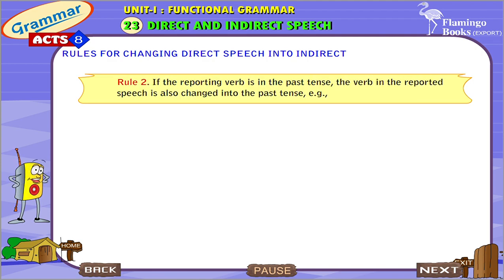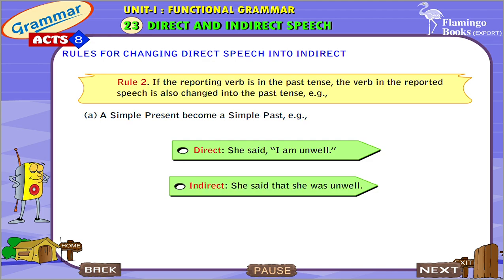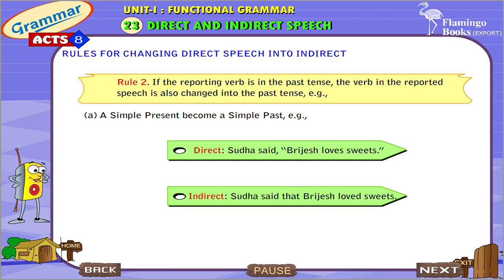Rule 2. If the reporting verb is in the past tense, the verb in the reported speech is also changed into the past tense. Example: simple present becomes simple past. Example: direct: She said, "I am unwell." Indirect: She said that she was unwell. Direct: Sudha said, "Brijesh loves sweets." Indirect: Sudha said that Brijesh loved sweets.